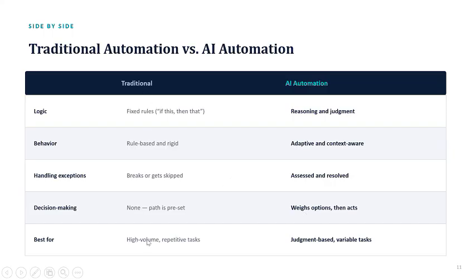This is very good for high volume and repetitive tasks. Very good when you are building those machine systems, but it can't make good judgment. It just follows one path, while the other weighs options and handles variable tasks.